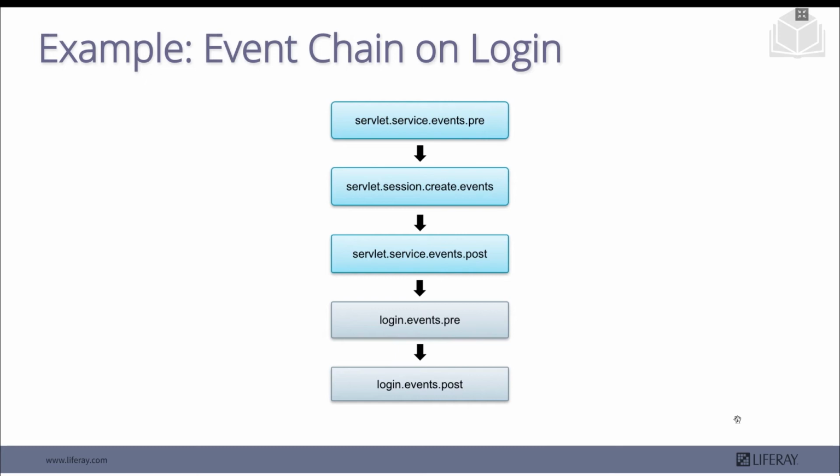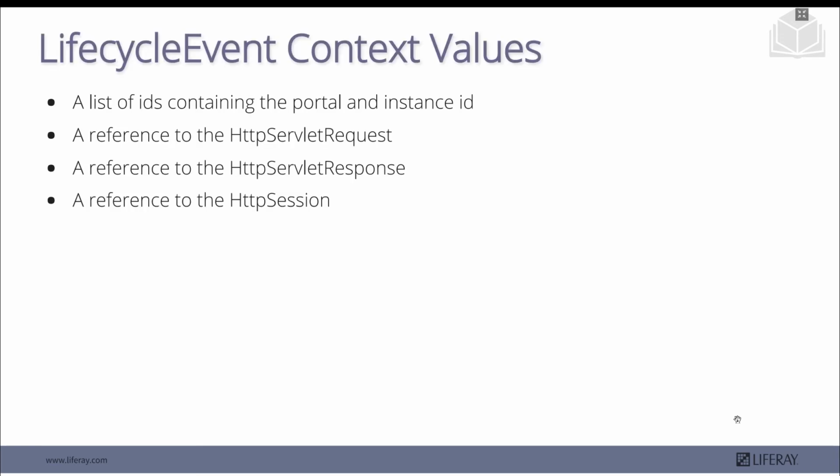So in the chain, this is the sort of triage that something could occur in. We can have a specific servlet service come in. Before it's executed, we do something. When the servlet session is created, we can do something. After the servlet service is finished, we can do something. Before someone logs in, or before the login finish is done, do something. After the login process is finished, we can do something.